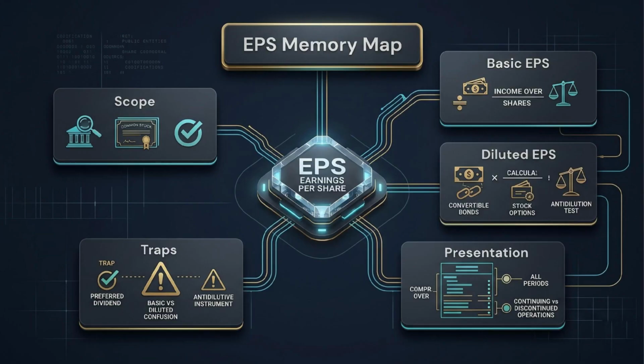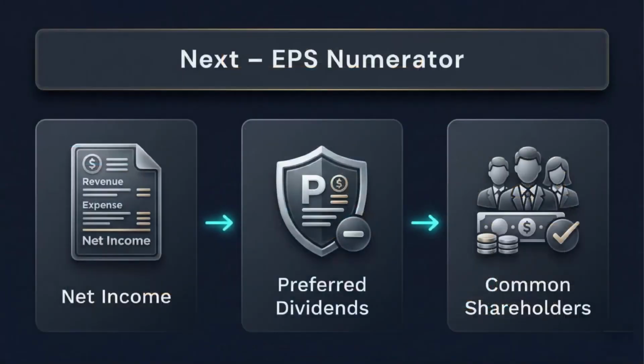Is the issue about who reports EPS? Is it a numerator issue, a denominator issue, a diluted EPS method, a presentation requirement? Once you know the branch, the problem becomes smaller. EPS is not one giant monster, it is several manageable doors. That completes the framework for ASC 260.